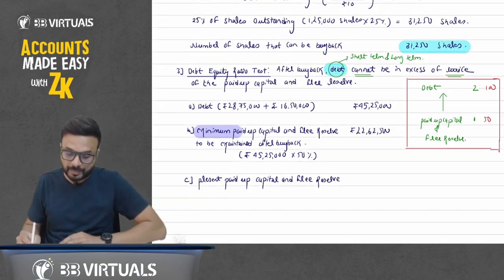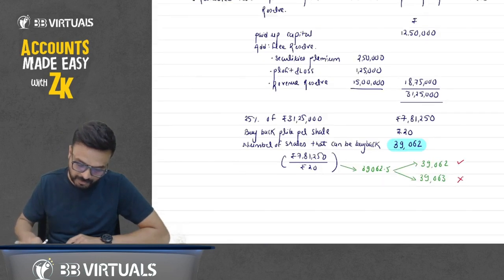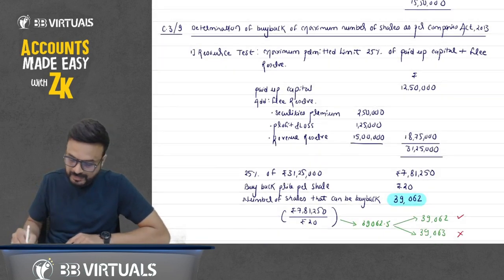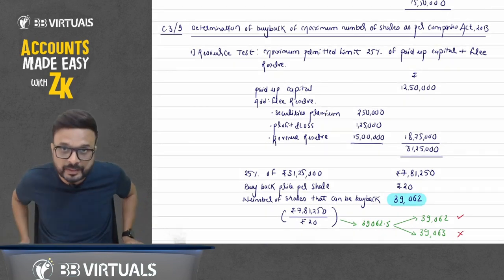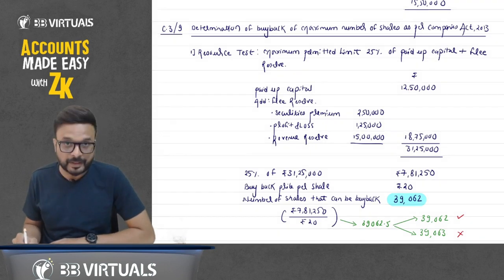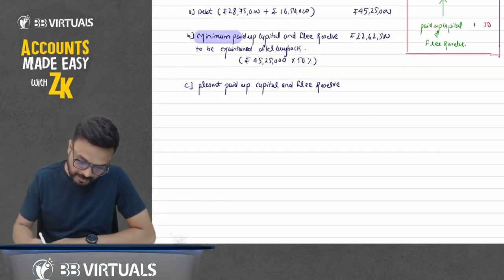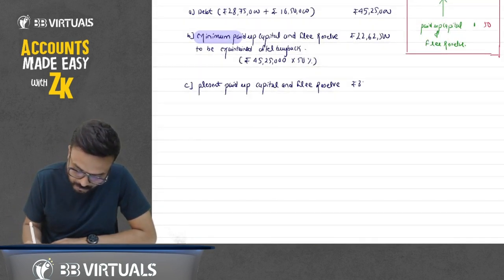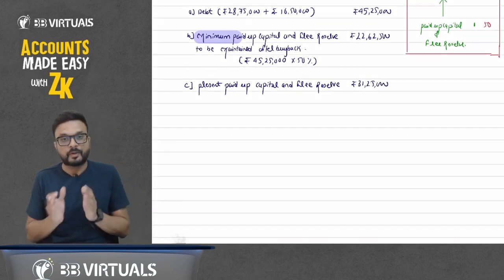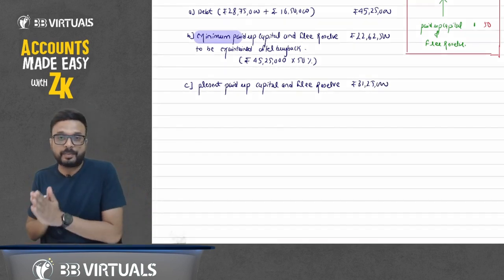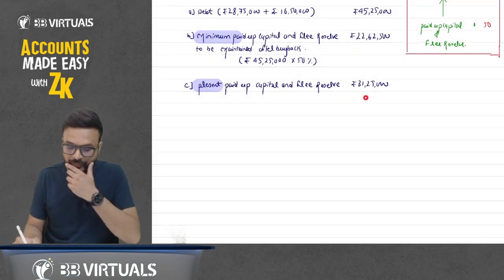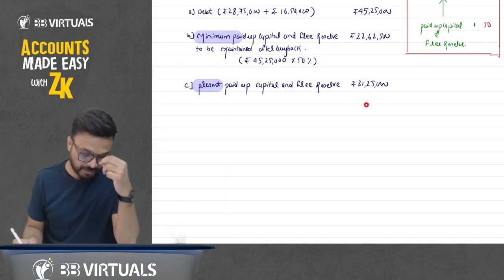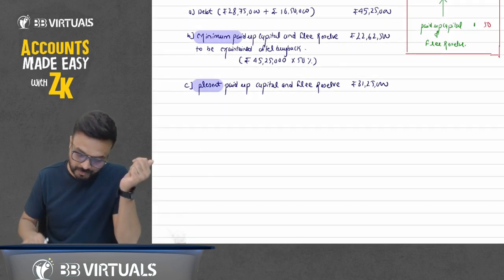How much is the present paid up capital and free reserve? We have already calculated it in point number 1, the first resource test. You can see here paid up capital and free reserve. Whenever I say free reserve, it includes the securities premium account. So the present paid up capital and free reserve is 31,25,000. Okay, let me write here.